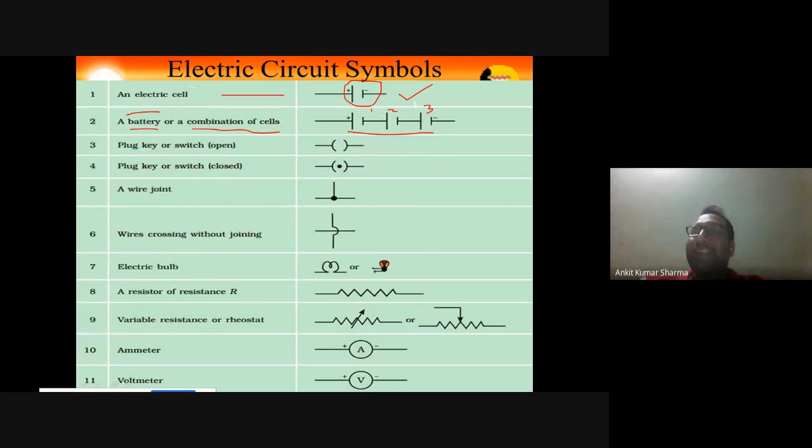When many cells are connected in combination, combined together, then it's called a battery. So what is the difference between electric cell and a battery? This is the basic difference. An electric cell is a component and the battery is also a component, but it is a combination of the cells.